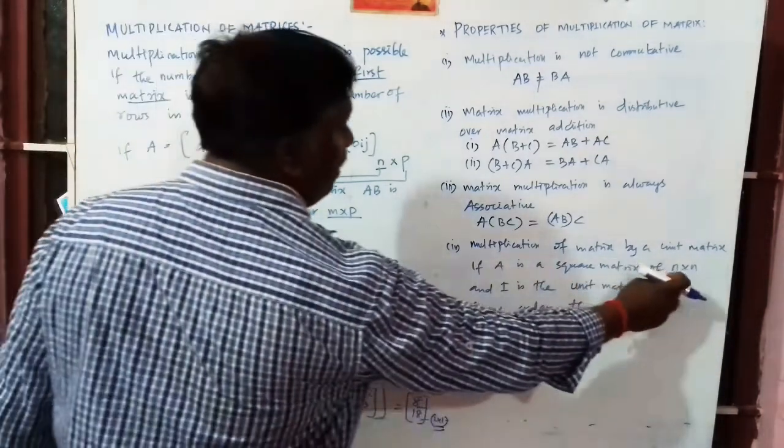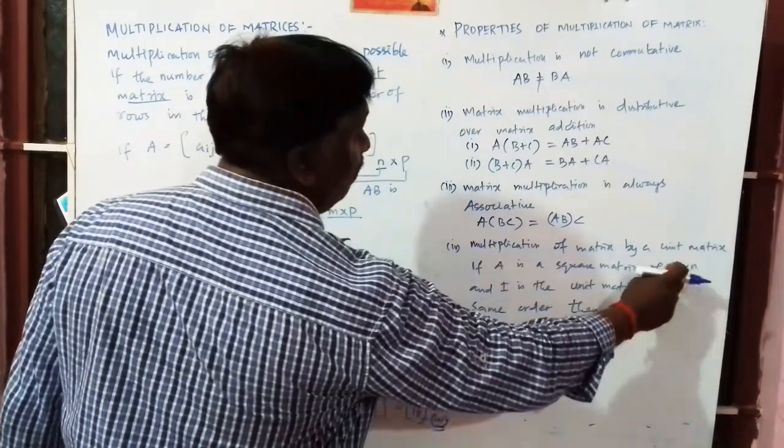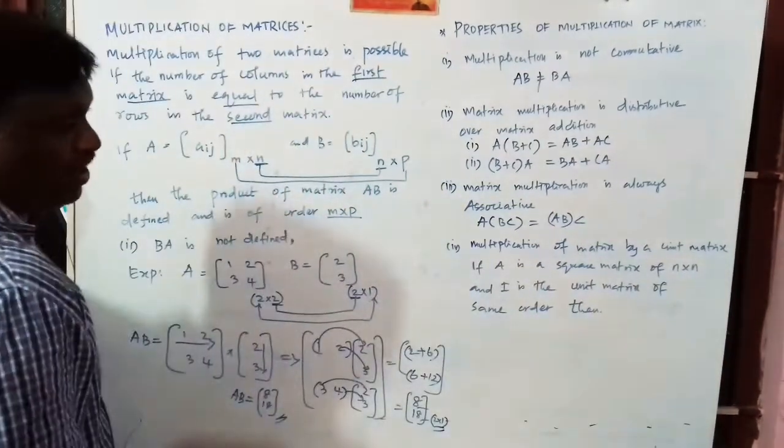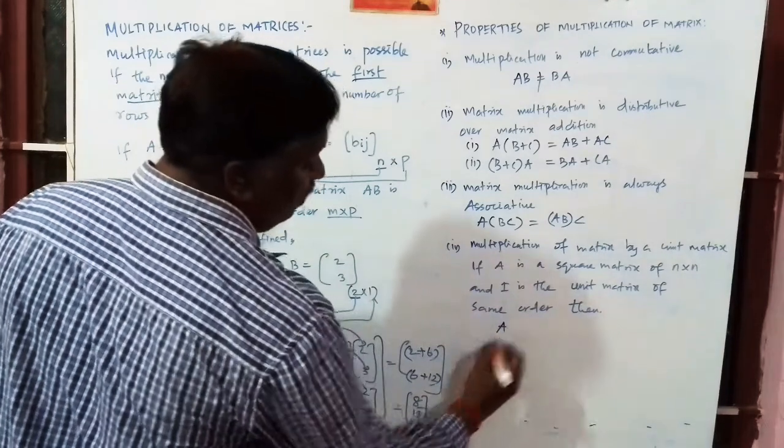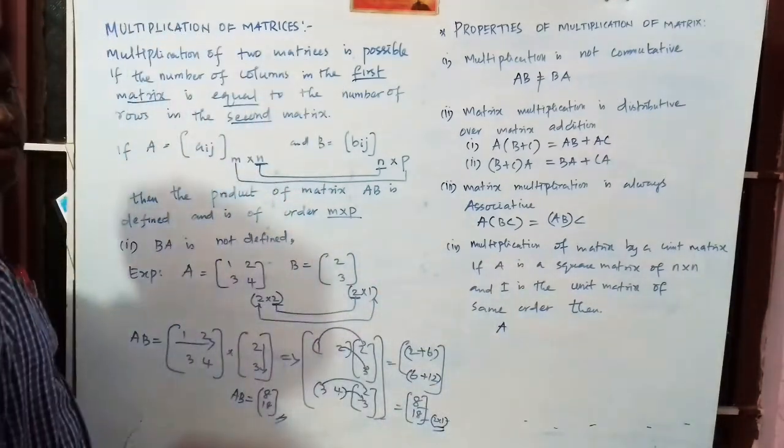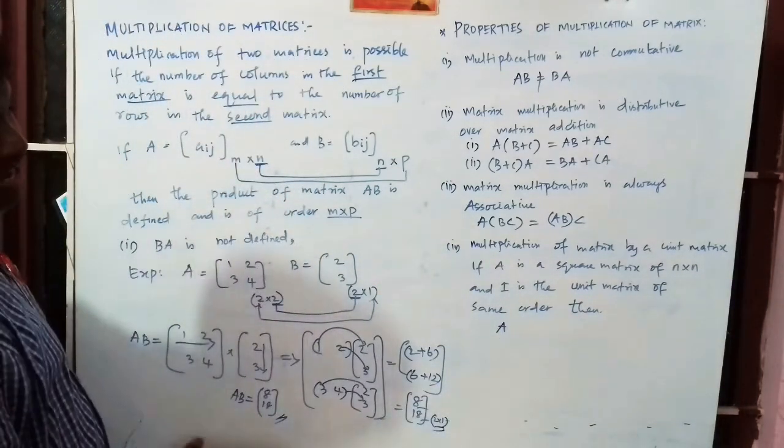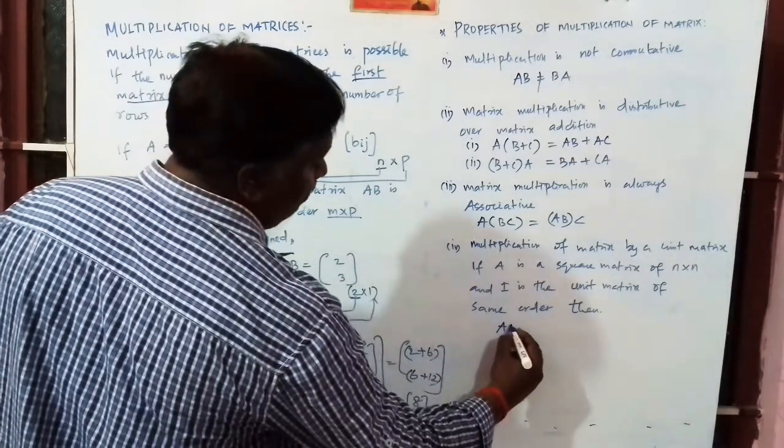The order is m by n. 2 by 2 or n by n means a 2 by 2 or 3 by 3 square matrix. Let A be one of the square matrices, any 2 by 2 or 3 by 3, and I is the unit matrix.